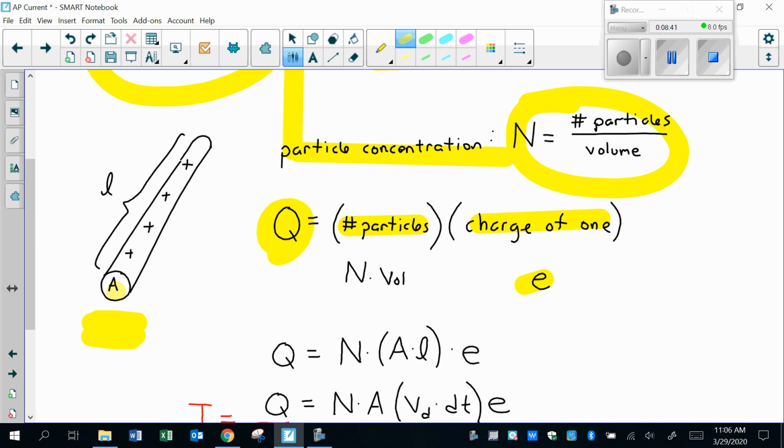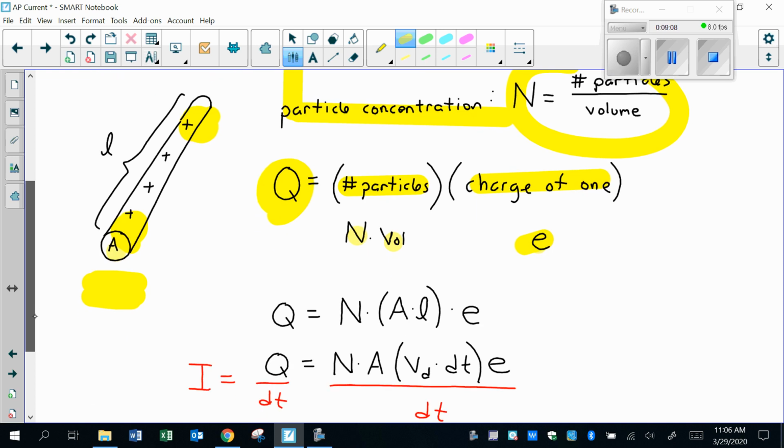So N times volume times e gives us the amount of charge that we have in one particular segment. We're going to look at it moving in a second, but right now all I care about is literally how many charges are in that wire. I know that if this positive charge right here flows off the wire, I'm going to get another positive down here flowing onto the wire. So this amount of charge should remain pretty consistent.